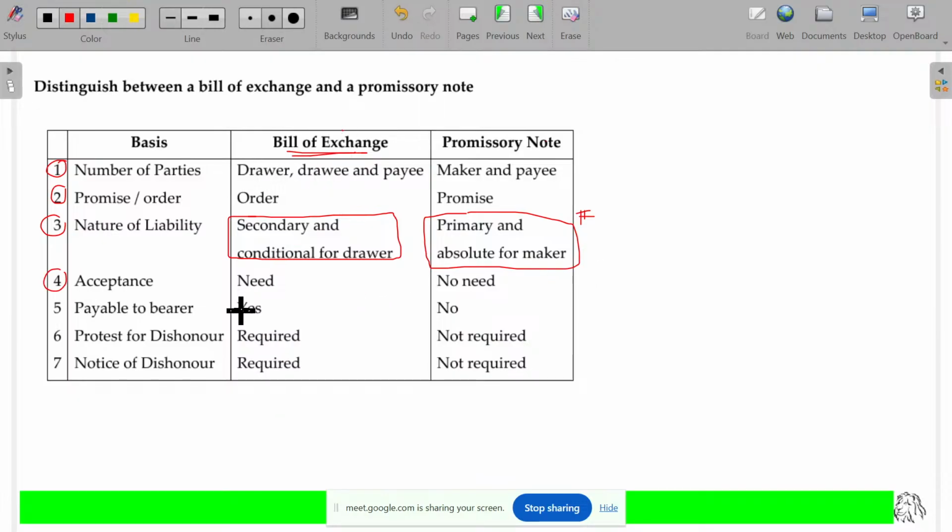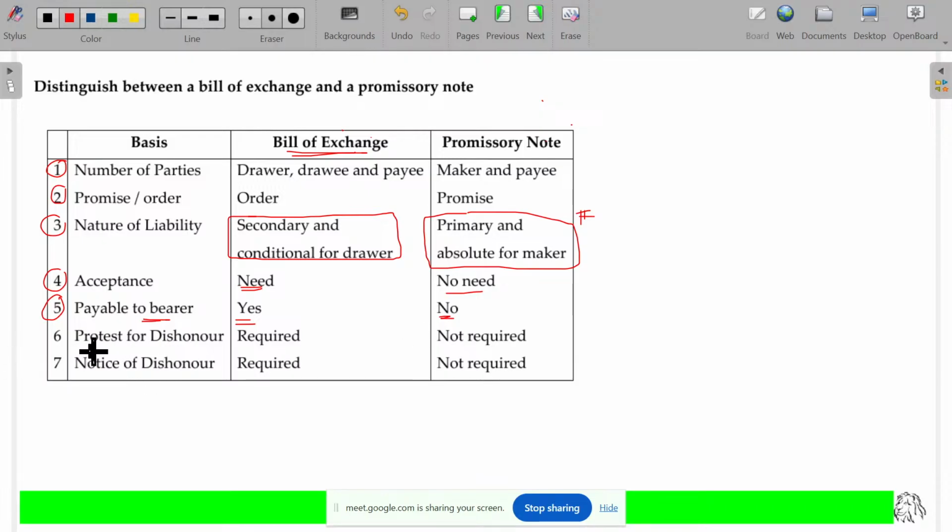Acceptance is needed in the case of a bill of exchange, because it is drawn by a third party and the drawee should accept it; only then does the bill become valid, otherwise invalid. But in this case, there is no need, because he himself writes, I promise to pay. So no acceptance is required. Payable to bearer: usually a bill of exchange may be payable to the bearer, and whoever is the holder of the bill can encash it. But in the case of a promissory note, there is no such provision. It's usually payable to a registered person.